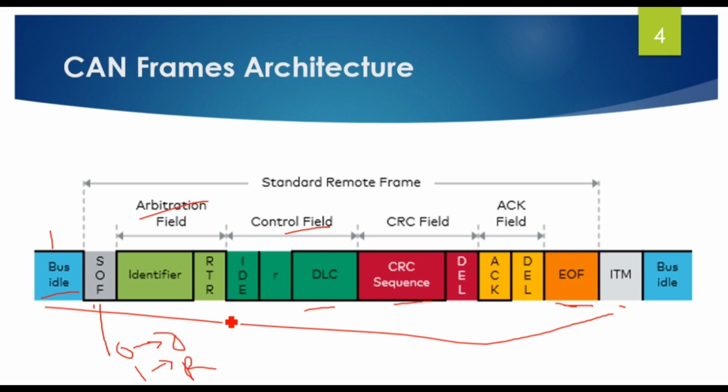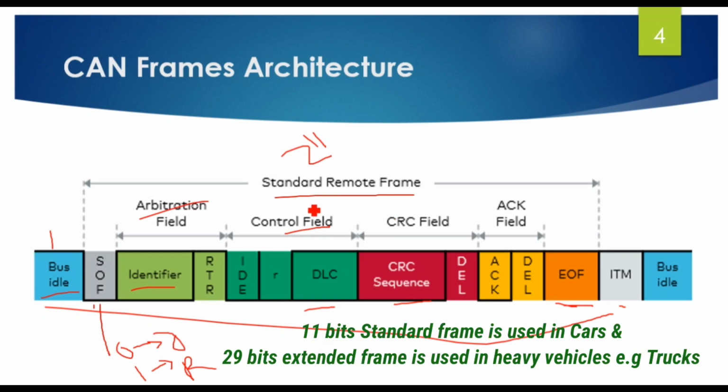And the message ID, the identifier. It has two types of identifier; currently I am talking about the standard frame. It has 2 to the power 11, meaning an 11-bit identifier. This standard frame will be used for cars, and the extended CAN frame will be used for trucks and heavy vehicles.